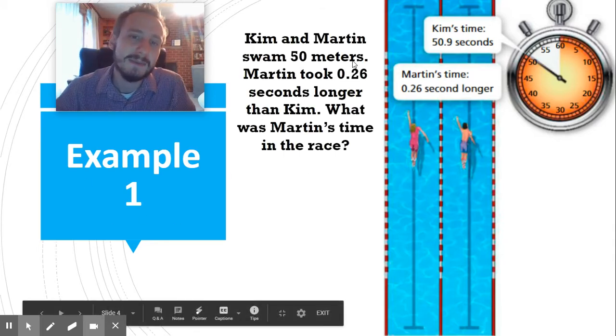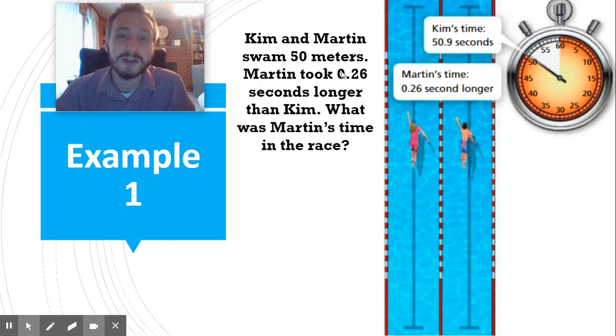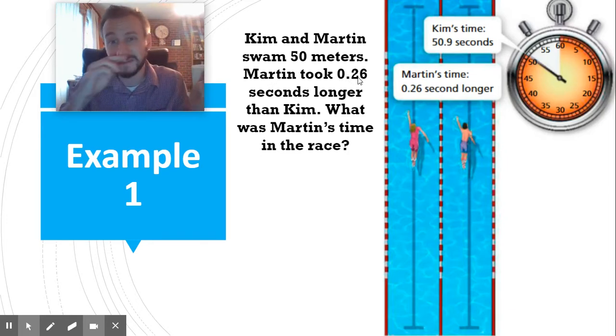It says Kim and Martin swam 50 meters. Martin took 0.26 seconds longer than Kim. What was Martin's time in the race? So let's look over here. It says Kim's time was 50.9 seconds. And inside this problem, it says that Martin took 0.26 seconds longer.